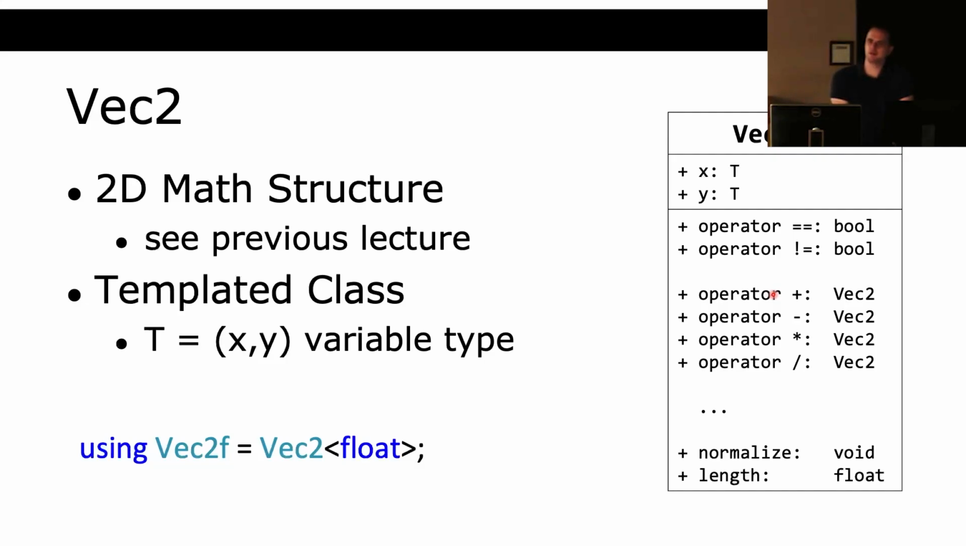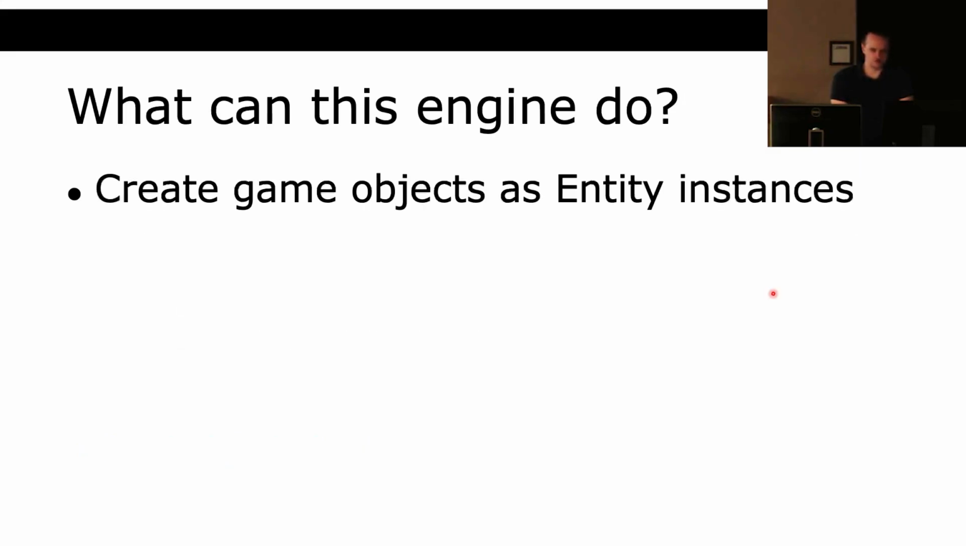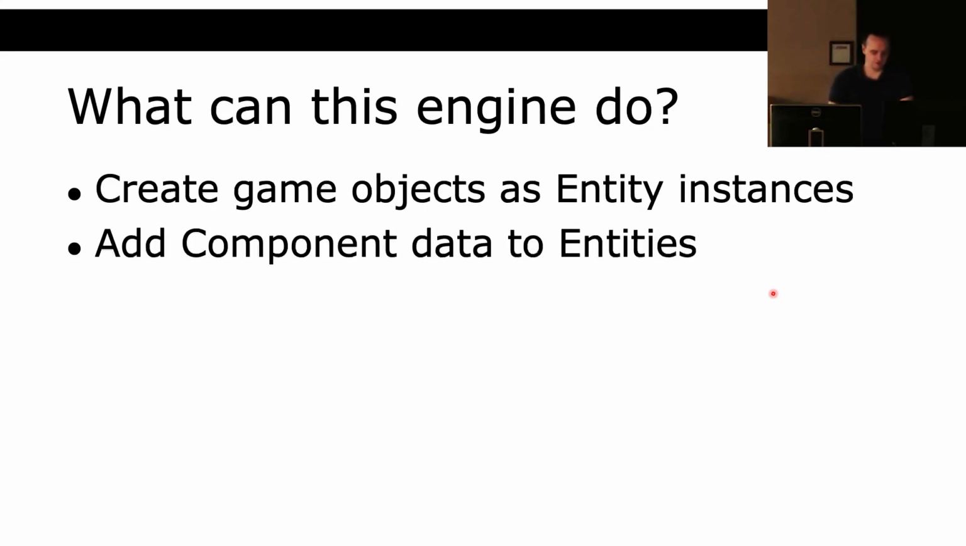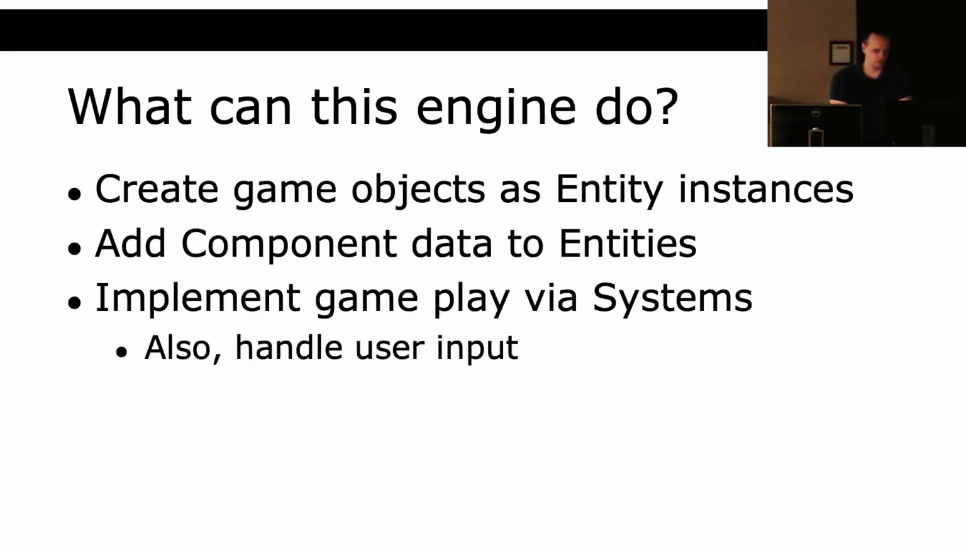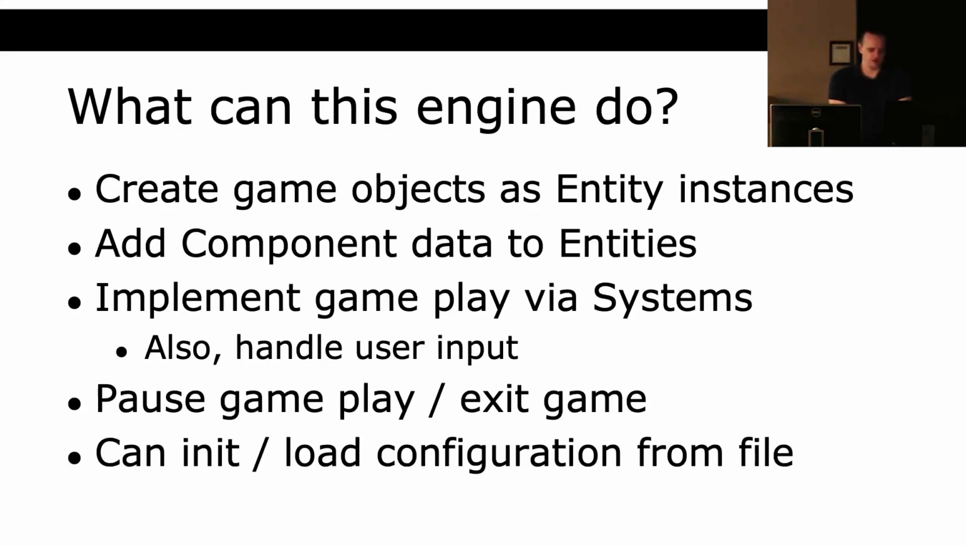And back when I gave this lecture, I guess 2 or 3 lectures ago, where you saw these before, we asked, what can the engine do? So it can create game objects as entities. It can add components to entities so that we can make them do things that we want to in our game. We can implement the gameplay mechanics as systems, handle user input. It can play and pause the game, and it can initialize itself and load stuff from a configuration file, etc.